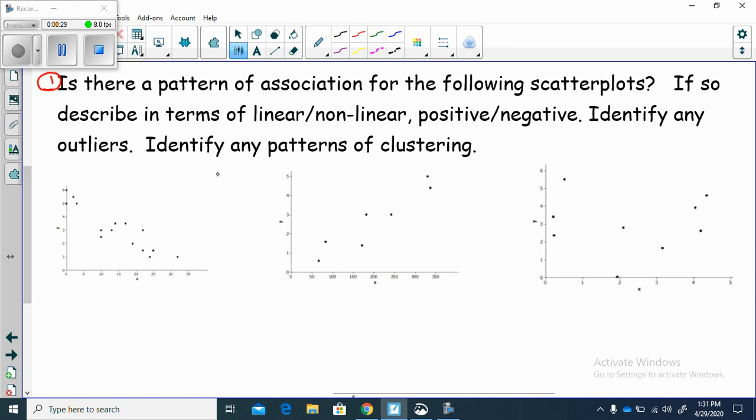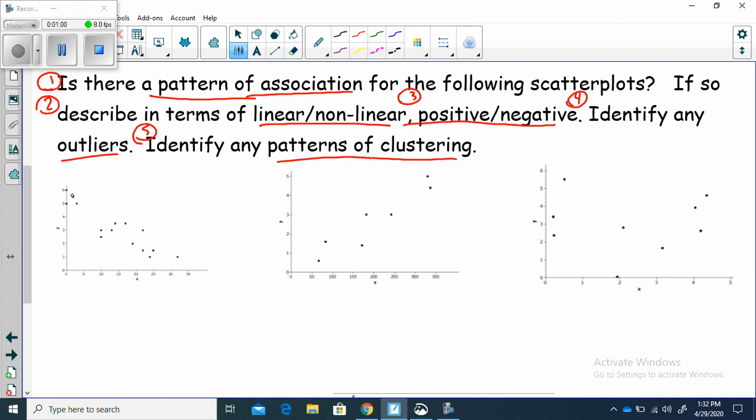When there's multiple things to answer, make sure we make a list. If so, okay, is there a pattern? Okay, pattern of association. 2, if so, describe in terms of linear, nonlinear, positive or negative, identify any outliers, identify any patterns of clustering. Okay, lots of things we should do here. So let's look at our first one.